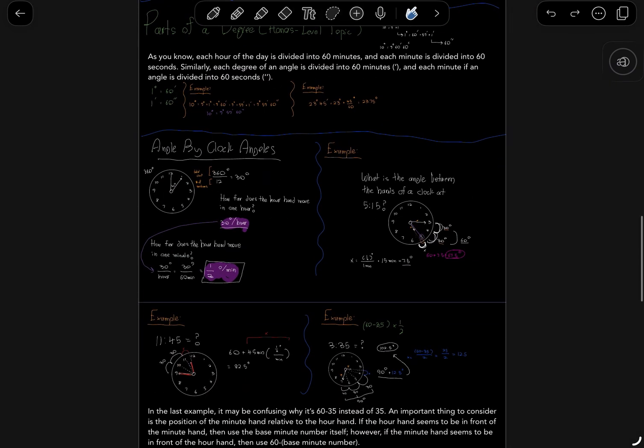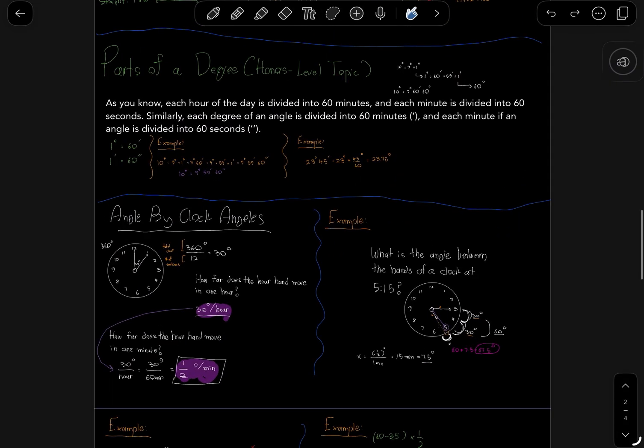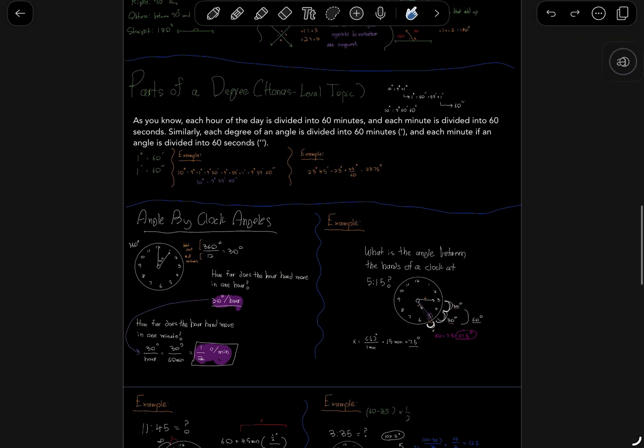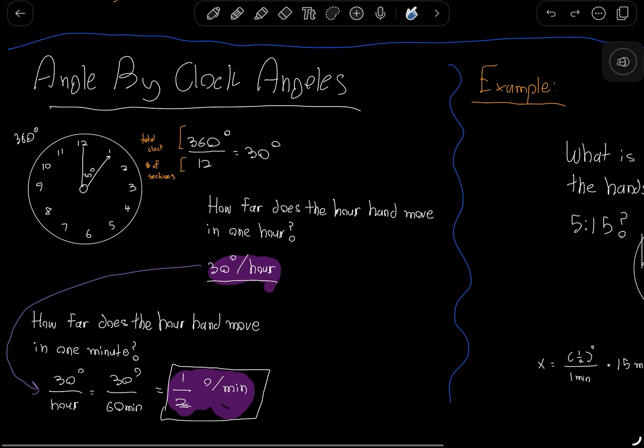Okay, and the last thing we're going to go over here is how to find the angle between two hands of a clock. This is actually a pretty rare topic, but again, good to know.